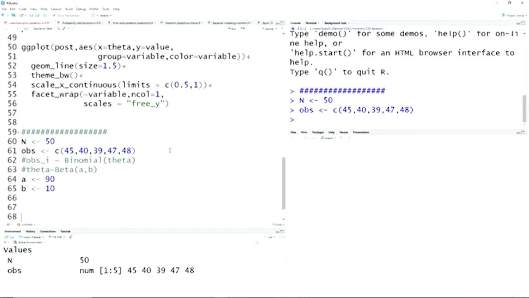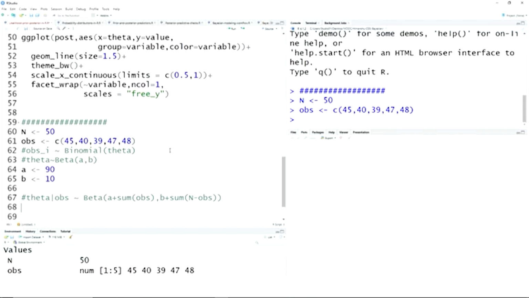Okay. So first I will derive analytical posterior. So analytical posterior would look like this. If theta comes from a beta distribution, then theta given the observed data will come from a beta distribution with parameters A plus summation of observed data points and B plus summation of n minus observed data point. So this will give me my posterior. Okay. So now I know the posterior. So what I can do, I can directly sample from the posterior.